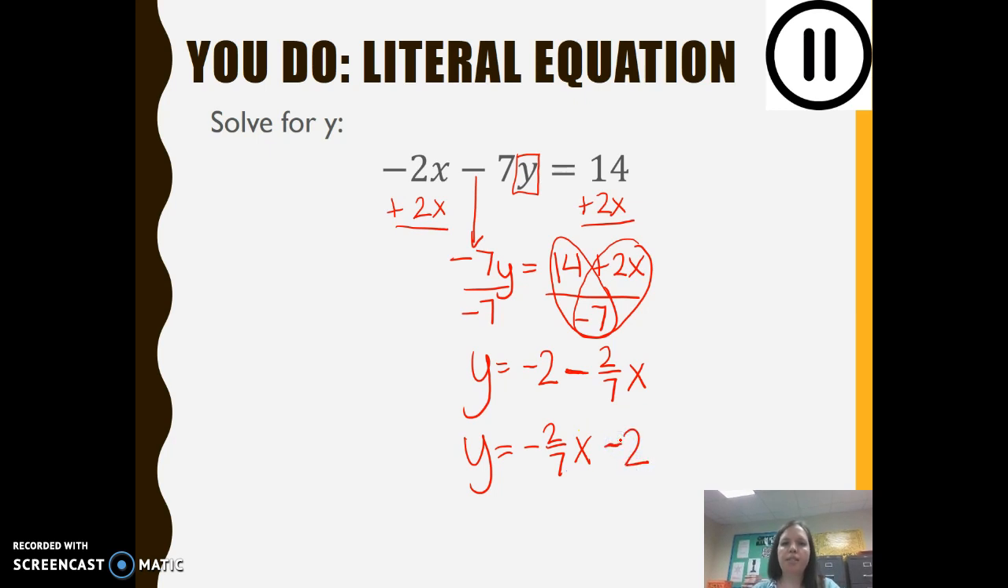We're going to become a little bit more comfortable with this now, so that when we come across it later, it's going to be super easy for us. So that's solving literal equations. We have practice we're going to do over the next couple of days to get you more comfortable with it.